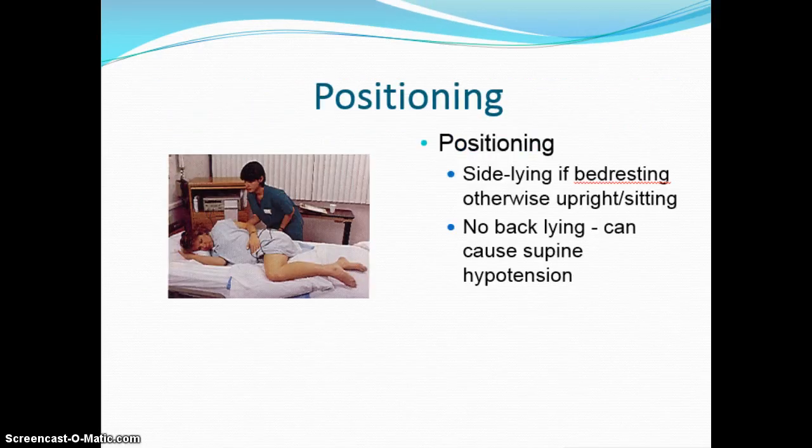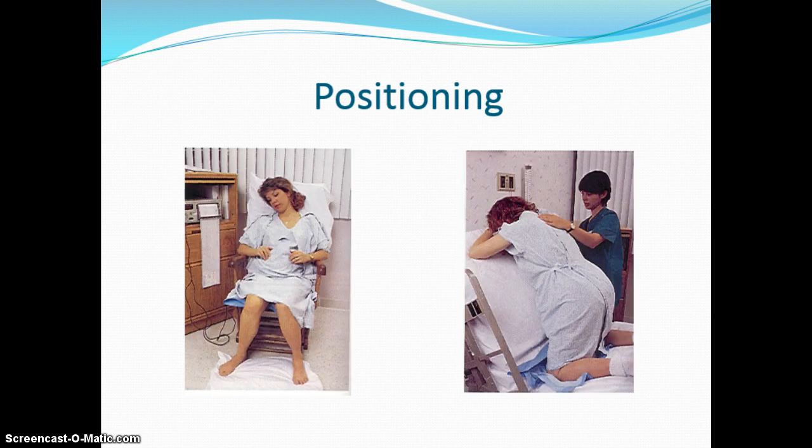So different positionings, side lying. Otherwise, if we can have her up and ambulating, that's going to be good. Definitely not lying on her back because of that supine hypotension. These are just a couple of different pictures showing you that she can be up in the chair. She can be hands and knees kind of over the bed. So there are many, many different options that are going to be out there.